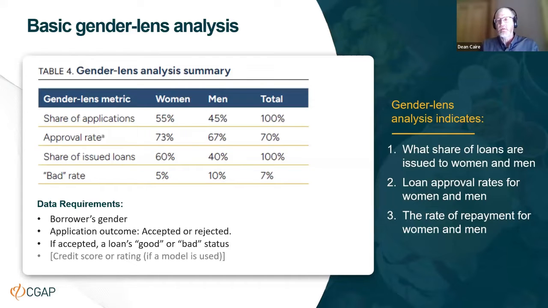And then for all the applications that were accepted, you'll want the outcome of the loan, where the outcome for the purpose of credit scoring analysis will be classified into being a good or bad loan. Good means a loan that repaid on time and in full usually, and bad can be defined in different ways, but it would be some level of delinquency. When you have just those essentially 4 columns of data for each of your loan applications in a portfolio, you can understand what share of your applicants are women and men, and what your approval rate is by gender. Then you can also look at your issued loans, so you understand what part of your portfolio is going to men and women.